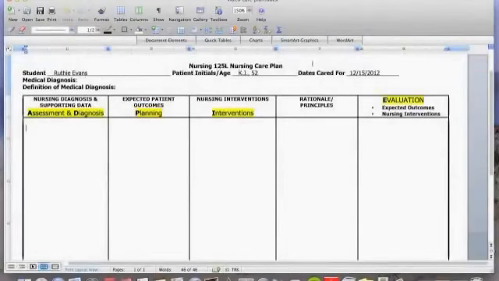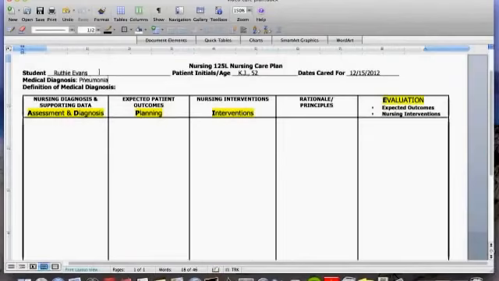And today I'm going to show you how to make your very own care plan. So I plugged in our information up here at the top, and we're going to continue on with this diagnosis of pneumonia. And okay, what's the definition?